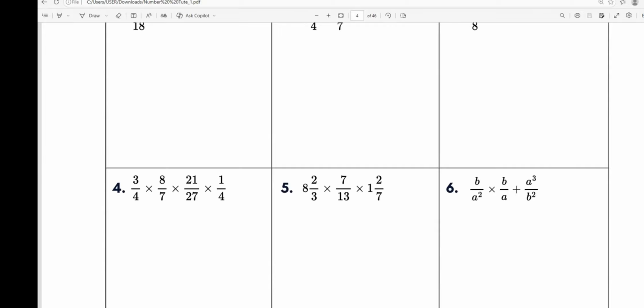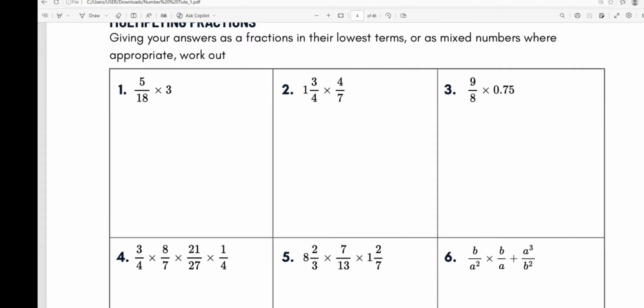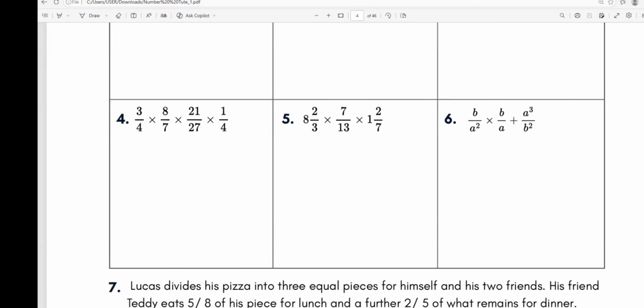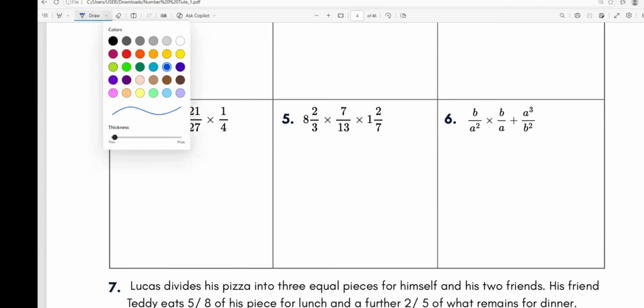Now in the third one, you can see it is multiplying a fraction by a decimal. So the question asks you to write your answer as a fraction. So the final answer should be a fraction, not a decimal. The last one is algebraic fractions. This should be multiplication here. Sixth question, correct it.